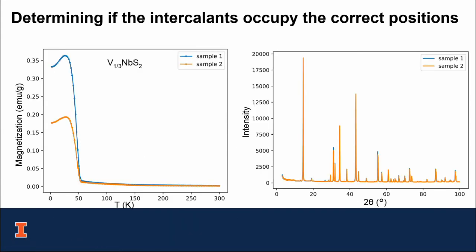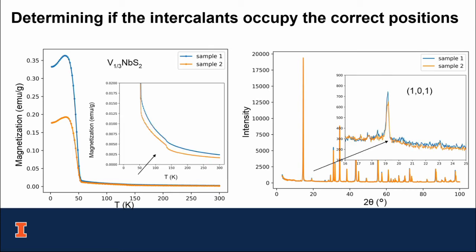So we have also tried to dig out information from the magnetization. Shown here is the magnetization of two vanadium niobium sulfide samples. On the right is the corresponding powder X-ray diffraction. Right now, these two samples do not seem to have too many differences. But if we look closer, we'll see that one of them, sample 2, has a clear high temperature magnetic transition. And correspondingly, we see the strength of the 101 Bragg peak of sample 2 decreases.